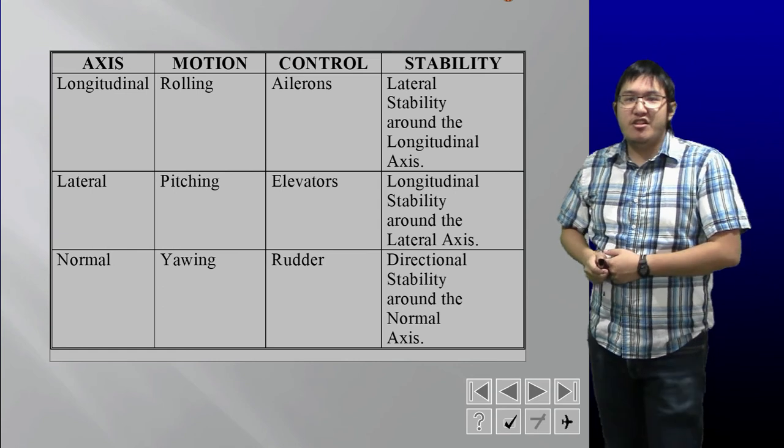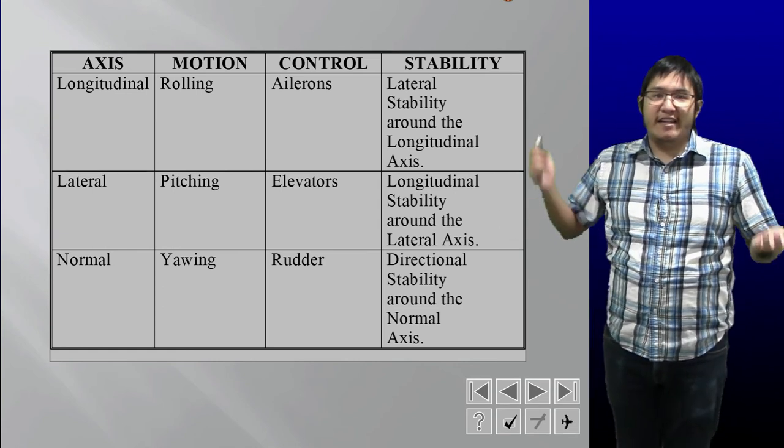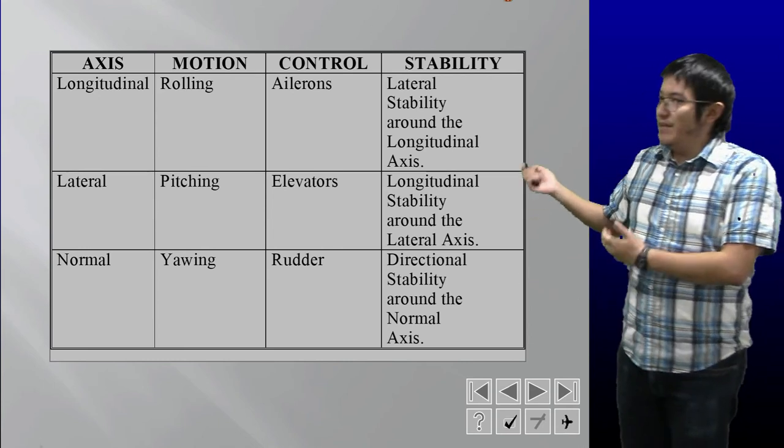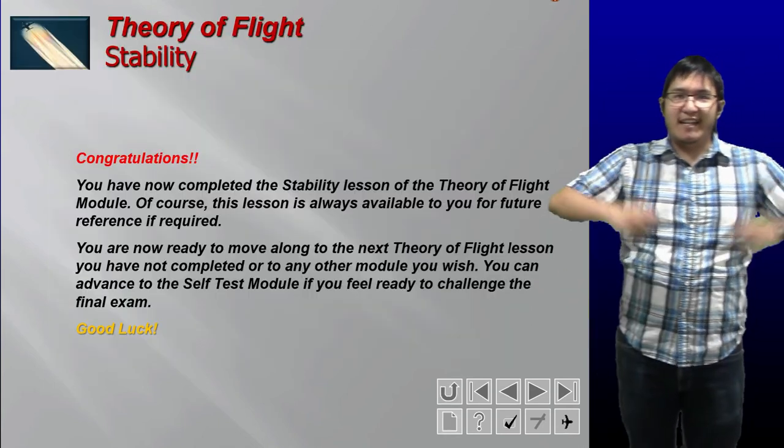So here's a little handy chart in order to remember all the axes, the motions, what control surface they control, and their stability. Alright, and that is all.